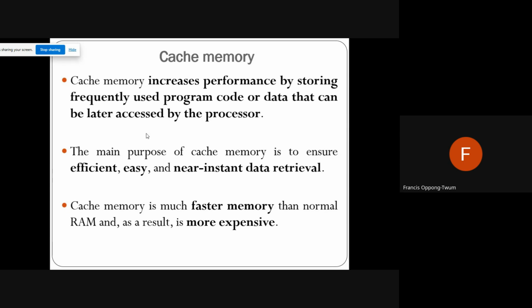If you have a computer that is implementing the cache memory and a computer that is not, the computer with the cache memory will be extremely faster than the one without it. So cache memory is a much faster memory than the normal RAM. As a result, it is more expensive. So if you want to buy a computer with cache memory versus one without, you can see the difference. So that one is so good for you.